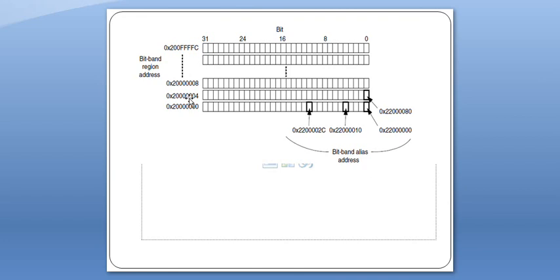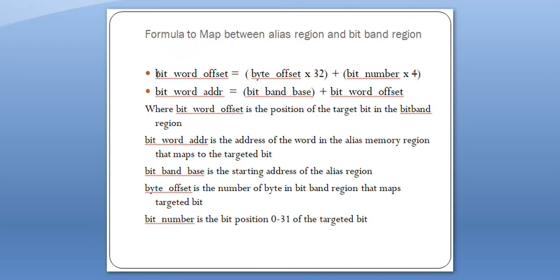I repeat, the effective address is obtained from the bitband alias region base address. Bitband alias region address is 22 followed with all zeros. Add it with 32 times the offset address if any present, plus the bit position into 4. That's the formula. How do you get the bitband alias region? We will discuss. So you can take down this formula.